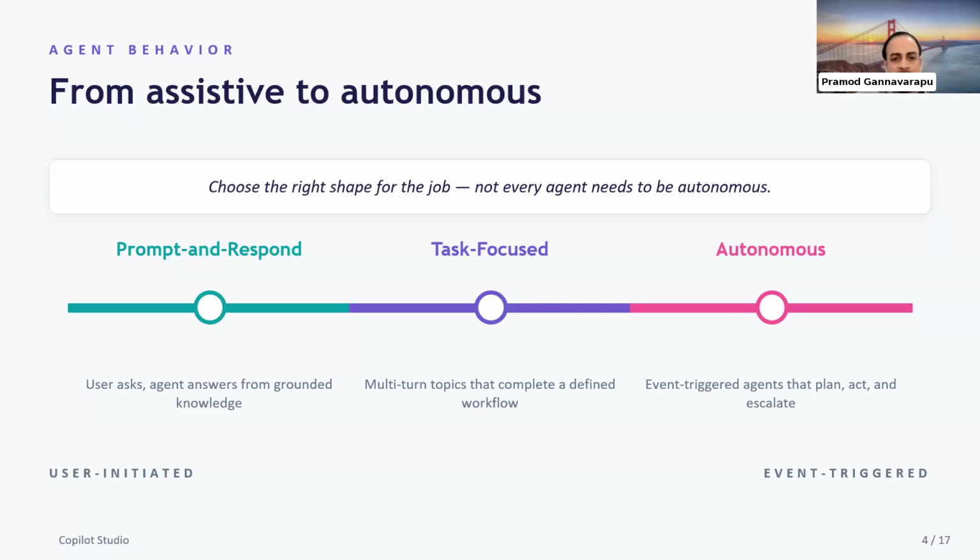And the autonomous agent is the one where it can run on a schedule, or it can run on an event, where you are receiving a certain email and you want the agent to act based on the email. So you can build the flow and it will run the flow and complete your task. So you can build different types of agents.